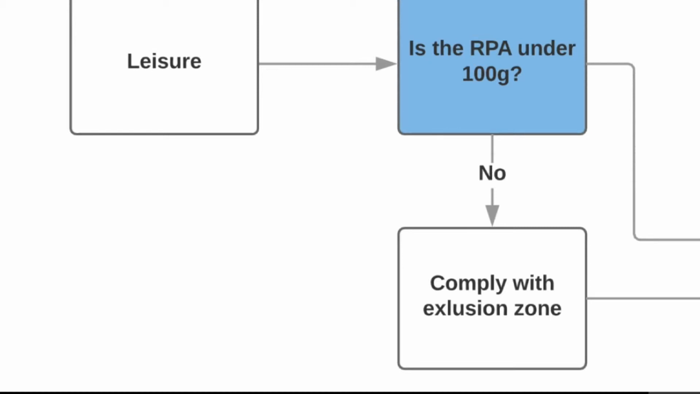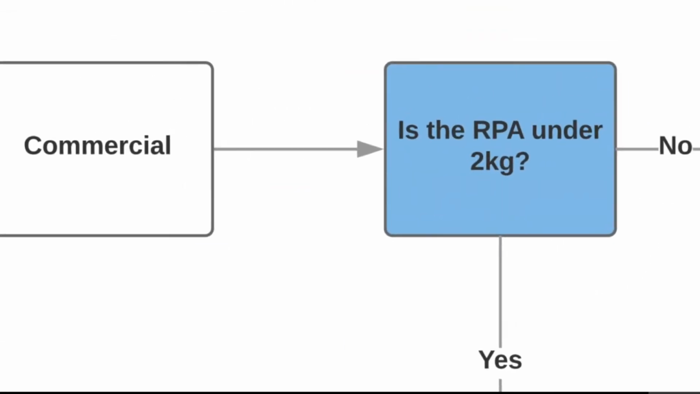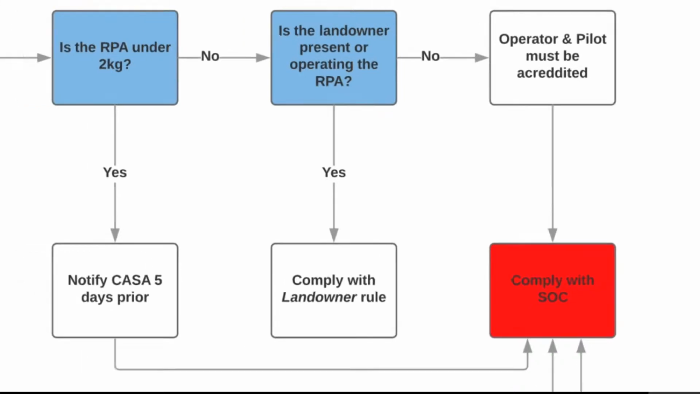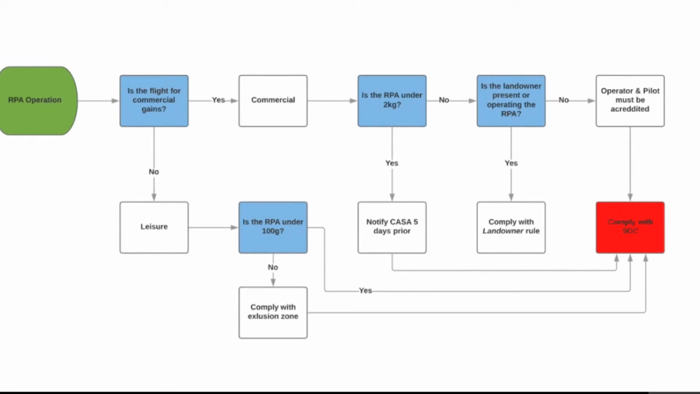Commercial use is divided into two categories, under and over 2 kilograms. If the UAV weighs over 2 kilograms and the landowner isn't present, the operator and pilot must be accredited accordingly. If the landowner is present, then the landowner rule applies and no accreditation is required as long as the operation is undertaken on the land in question. It is important to note that all flights under the regulations must comply with the standard operating conditions.